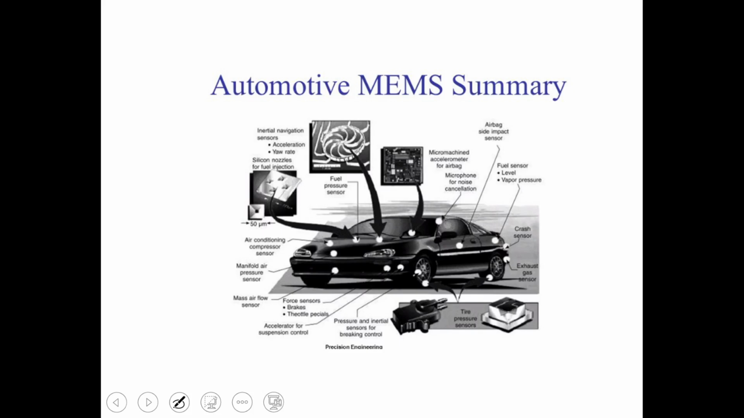There is also an inertial navigation sensor, acceleration, yaw rate, silicon nozzle for fuel injection. Okay, air conditioning compressor sensors, manifold air pressure sensor, mass airflow sensors, pressure and inertial sensors, airbag side impact sensors, fuel sensor, level sensor, crash sensor. All these sensors are in automatic cars nowadays.